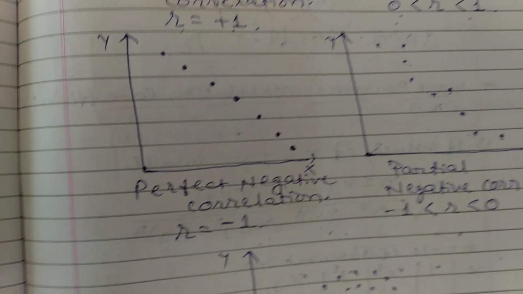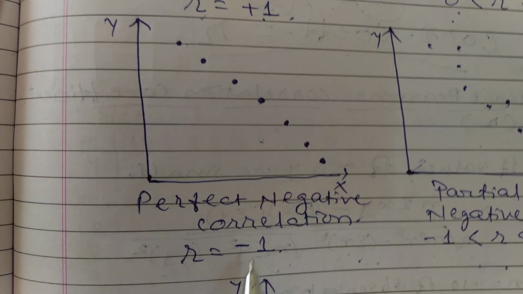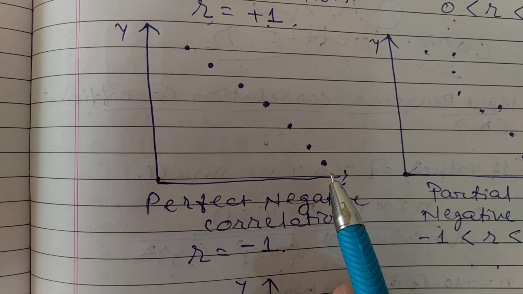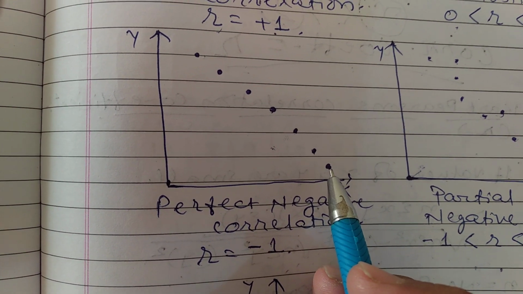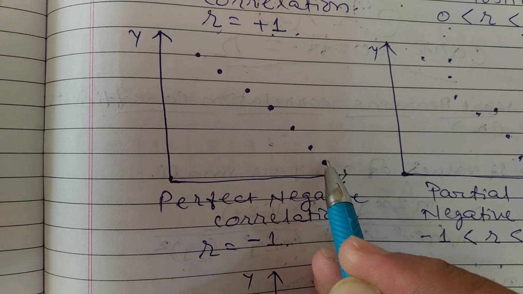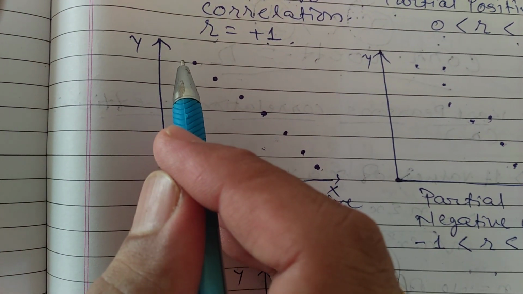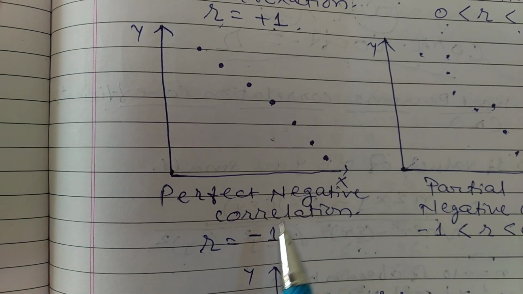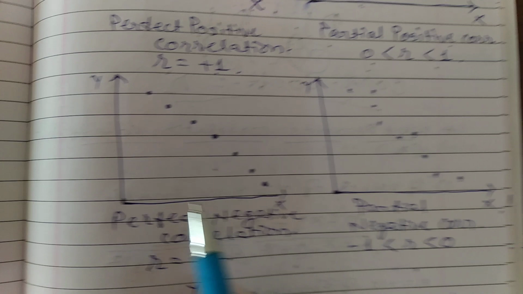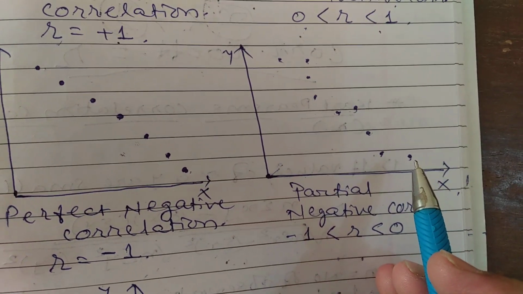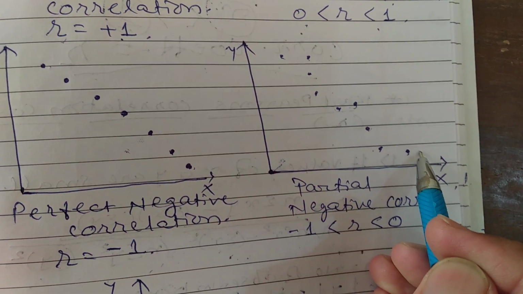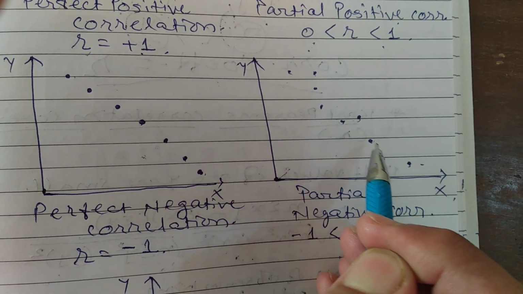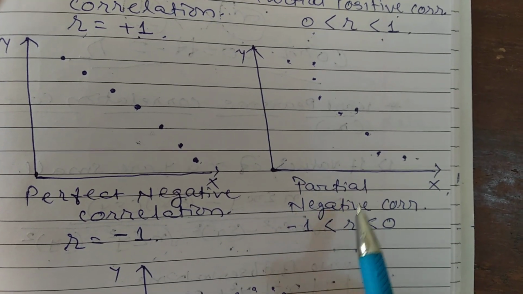Now, next is perfect negative correlation. Perfect negative correlation means what? When the elements are placed and the line goes from right hand side bottom to left hand side in an upward direction in a same straight line, then it is called perfect negative correlation. Same way, if the values go from right hand side bottom to left hand side upward but not in a same straight line, it is called partial negative correlation.